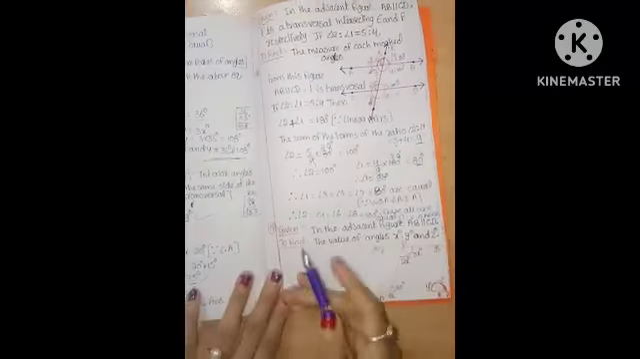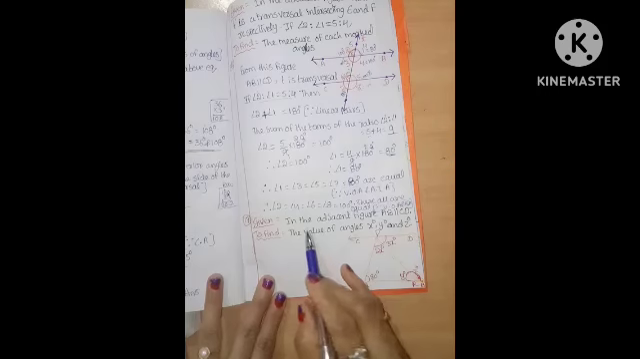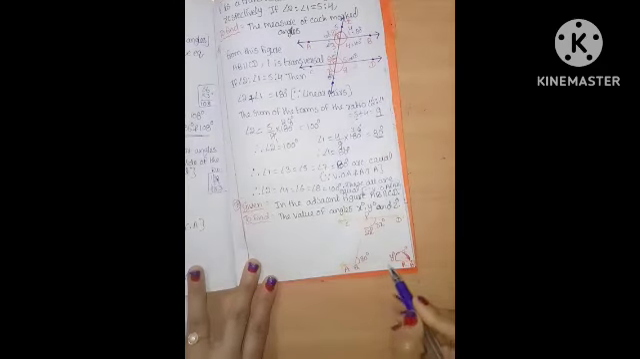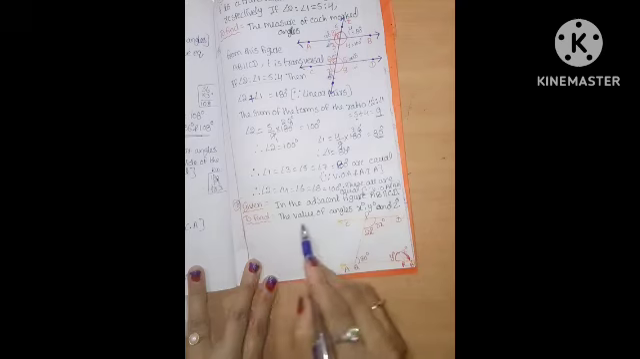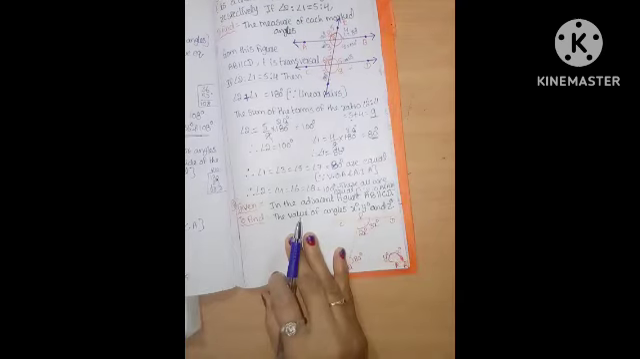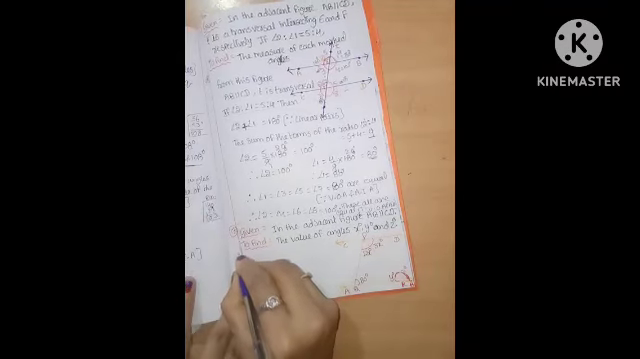How will you do this problem? Very simple. First, the given data: how to write it in our problem. What is given, what is asked. In the adjacent figure, AB and CD are parallel. To find: the values of the angles x, y, z. Let us see the solution for this problem.